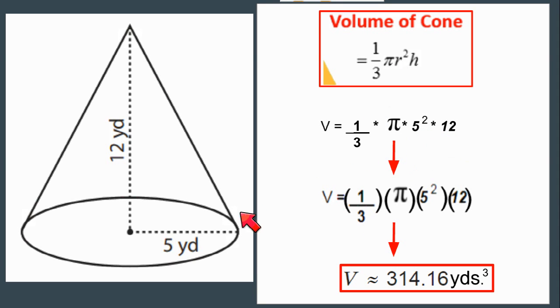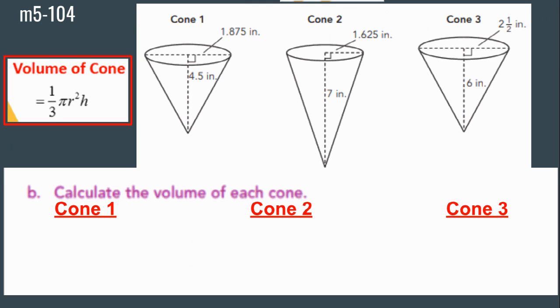Now we got to be smart. Again, like in cylinders, if they give us the diameter and we want half of that for the radius, we're going to have to do some division. You're going to have to divide by 2. So be careful with what they give you on these 3.